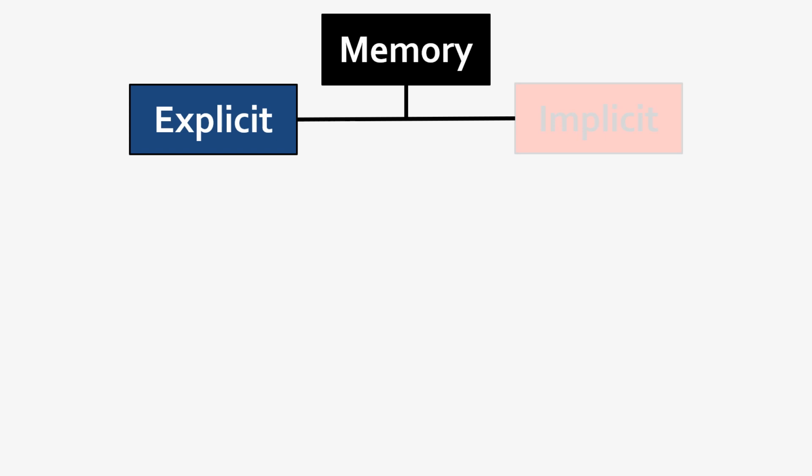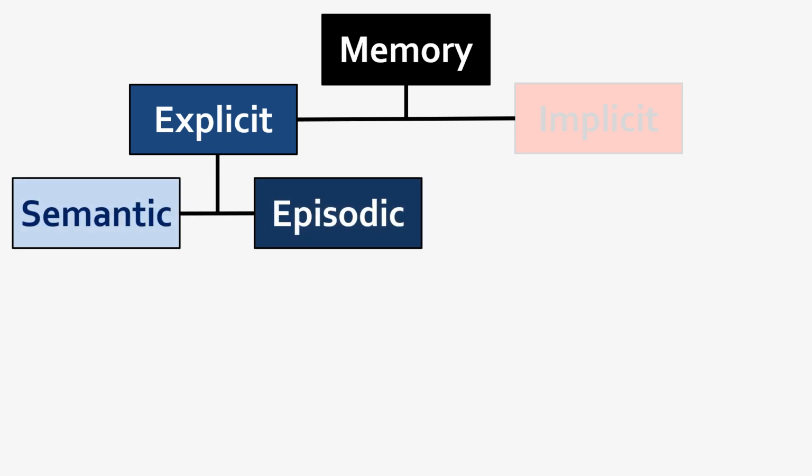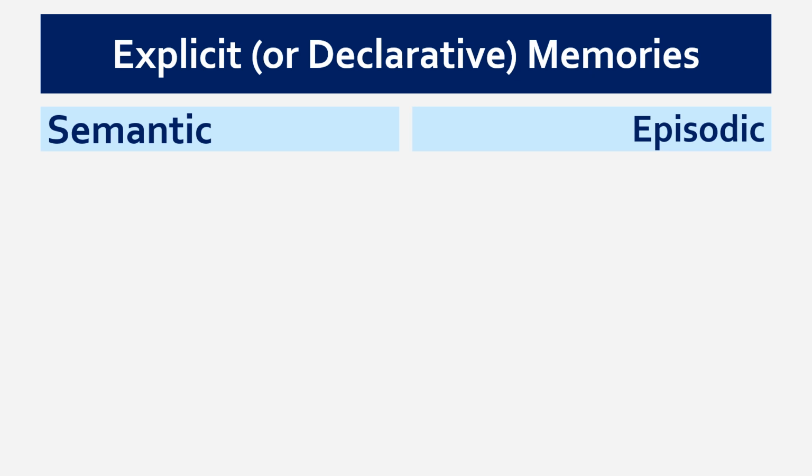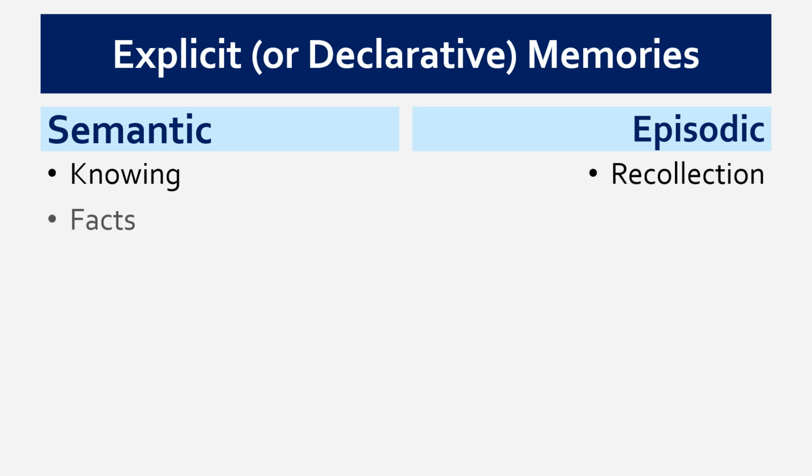If we split that explicit up, it comes into two different flavors: semantic and episodic. Semantic memory is knowing facts, and this is really the sort of thing that we think of when we think of memorizing something. I'll show you some examples in a second. That contrasts within explicit memory with episodic memory. This is the recalling of experiences. So if I give you some examples of explicit or declarative memories split into semantic and episodic: semantic is knowing something. Episodic memory is recalling something.